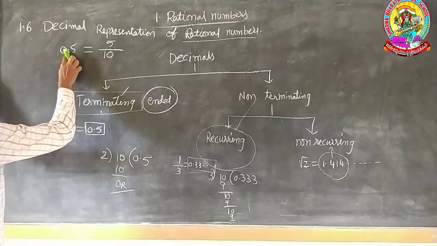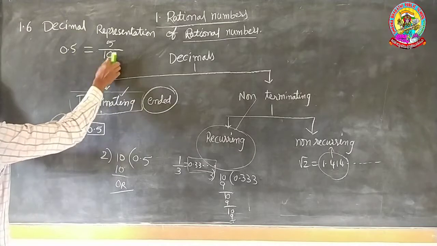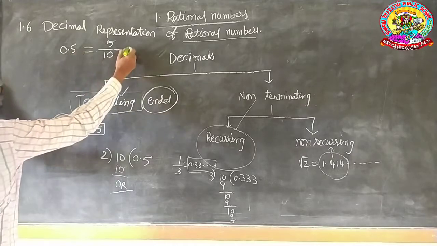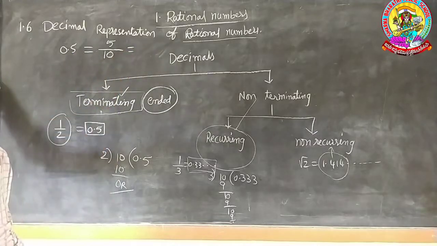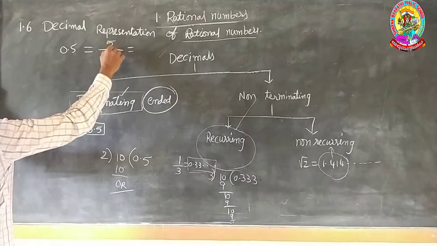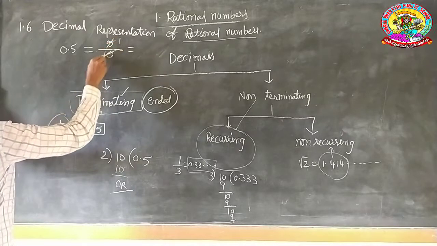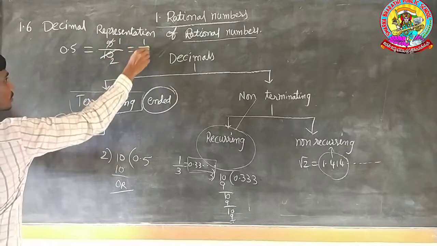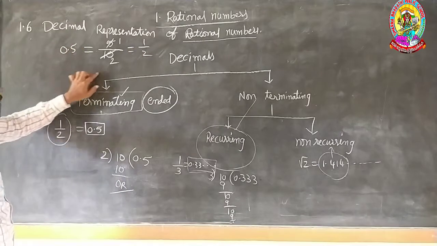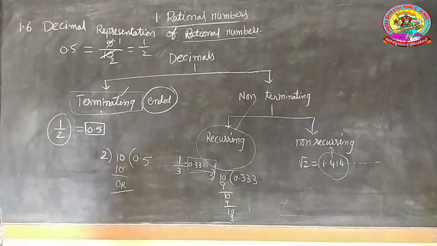Already you know, if there are 2 places after the decimal point, you should keep 2 zeros. If there are 3 places after the decimal point, you should keep 3 zeros. Try to cancel this. Any table will cancel in both numerator and denominator. Here fifth table cancels 1 time, fifth table cancels 2 times. So the decimal number 0.5 is converted into a rational number because it is a terminating decimal.